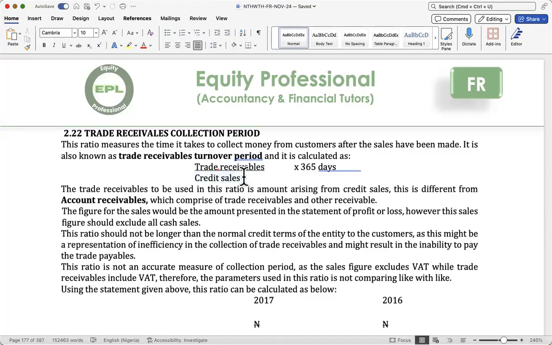But in the exam, the examiner will not give you credit sales. They'll just give you sales. So just use your sales like that. Don't start looking for credit sales up and down. Okay. Thank you, sir.